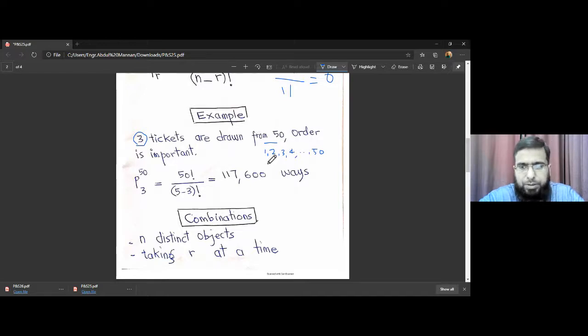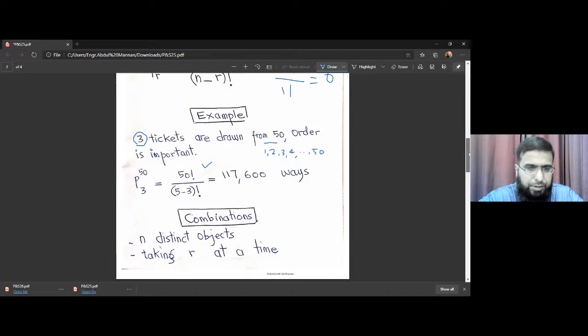So for that, we don't have to try all combinations. That will of course be cumbersome and difficult to do. So how do we reach the result quickly? We can do that by putting 50 and 3 in this nPr formula. So we can say there are 117,600 ways in which we can select 3 numbers out of these 50 numbers where order is important, where 1, 2, 3 is different from 1, 3, 2 is different from 2, 1, 3.